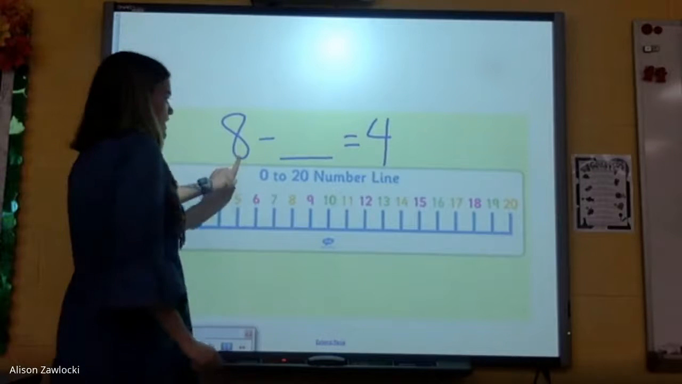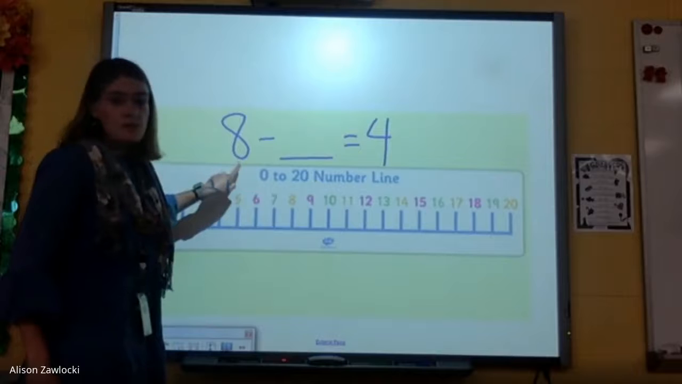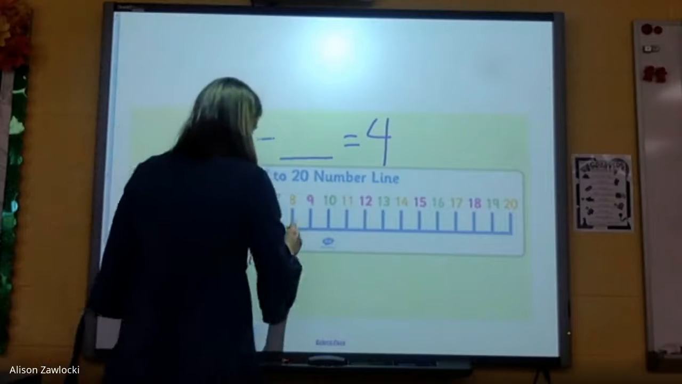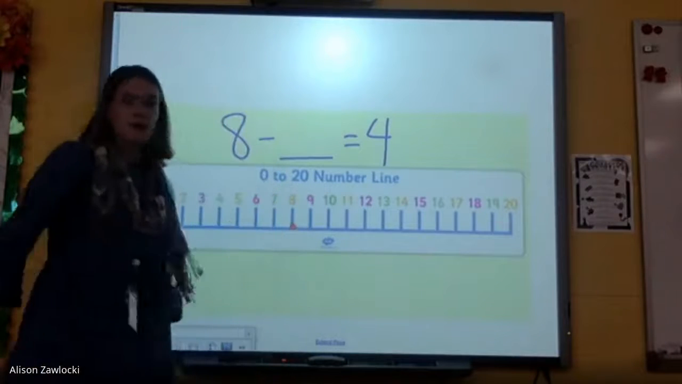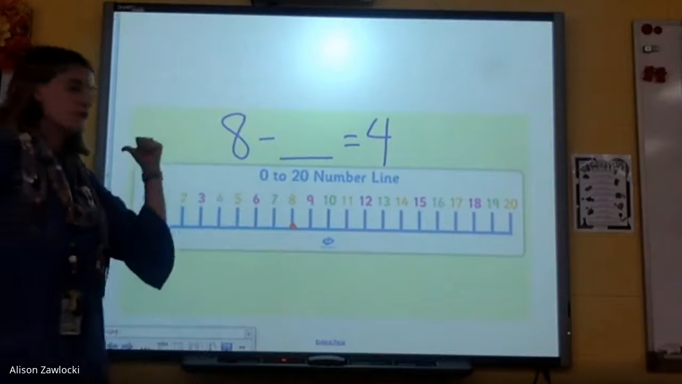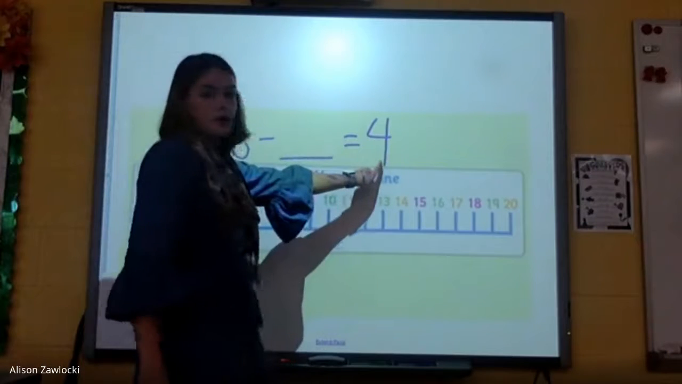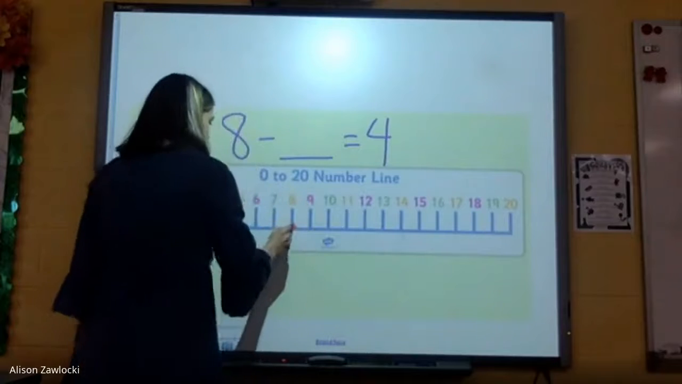That's right, with my first number, my biggest number, my total. How many do I count back? How many do I go backwards? That's right, my difference, or one of my parts.